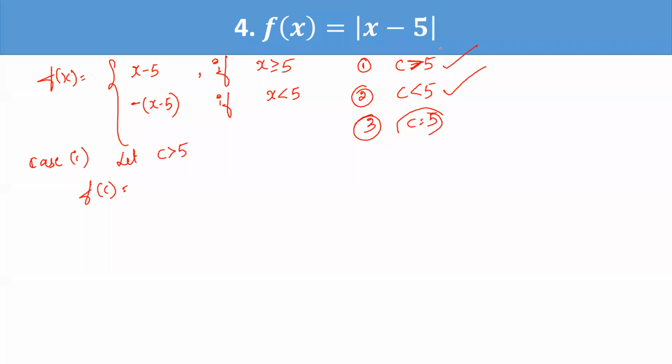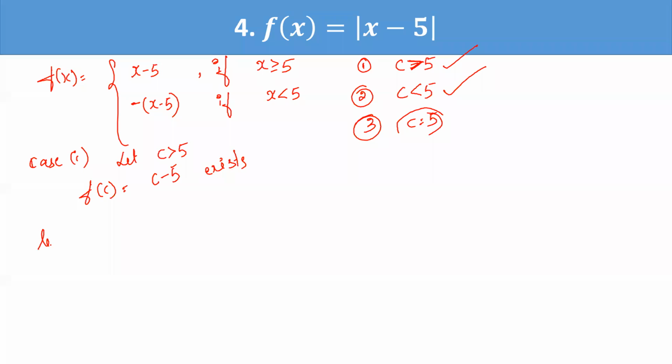First form or second form? First form, because for all x greater than 5, f of x is x minus 5. So what happens to f of c? F of c is c minus 5, correct? Since c minus 5 is a real number, clearly it exists.